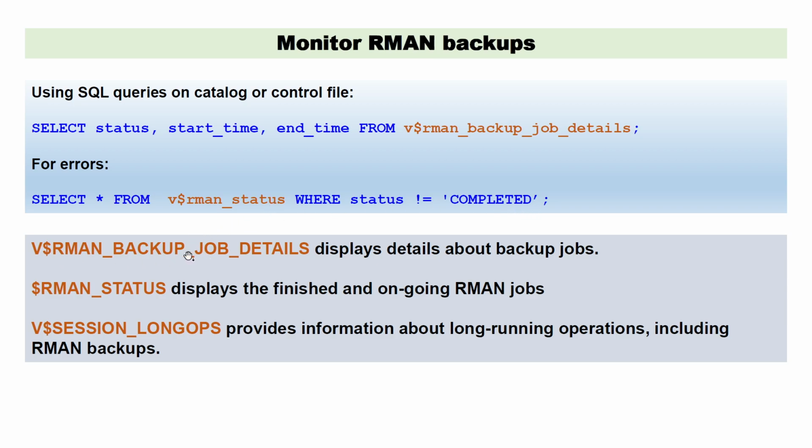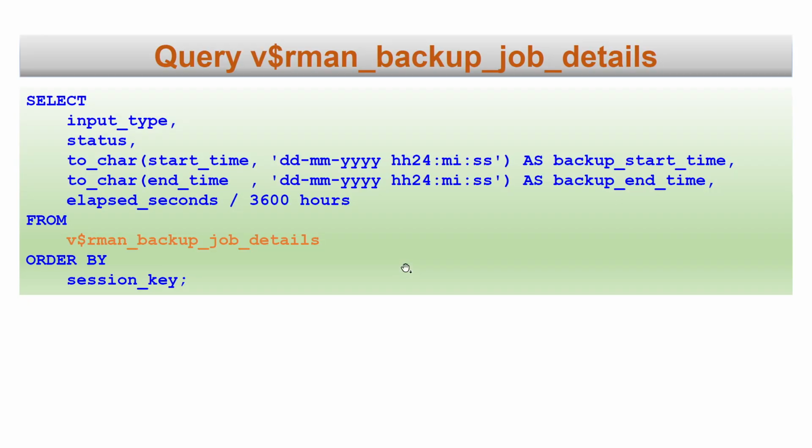Now there are multiple options as I mentioned. V$RMAN_BACKUP_JOB_DETAILS displays details about backup jobs. V$RMAN_STATUS displays finished and ongoing RMAN jobs. V$SESSION_LONGOPS provides information about long-running operations, including RMAN backups. Let's see this in detail.